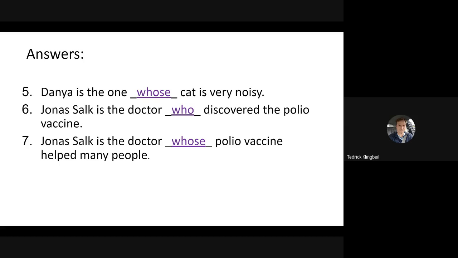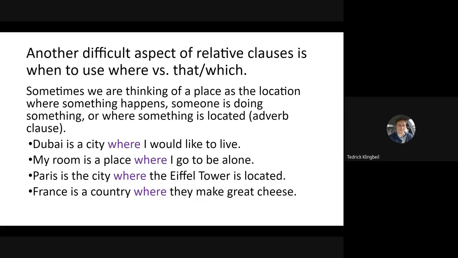That's fine. That's all the practice we need to do with that. Okay, let's go on to the next one. Another difficult aspect of relative clauses is when to use where versus that or which. Sometimes we are thinking of a place as the location where something happens. Someone is doing something where something is located, such as an adverb clause. So here are some examples of that. These are all where. We will talk about which on the next page.